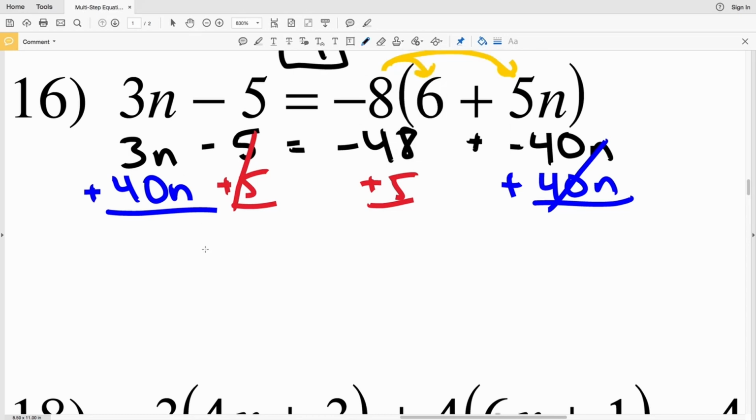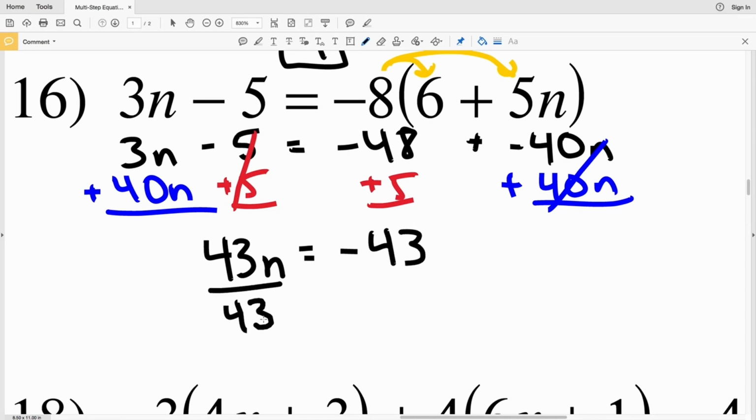3n plus 40n is 43n. 43n is going to be equal to a negative 43. Dividing by 43 on both sides, I'm going to have n equal to a negative 1.